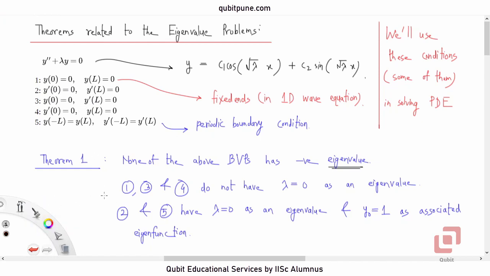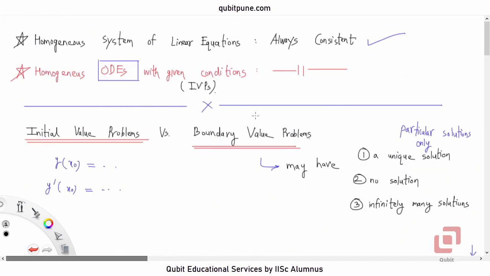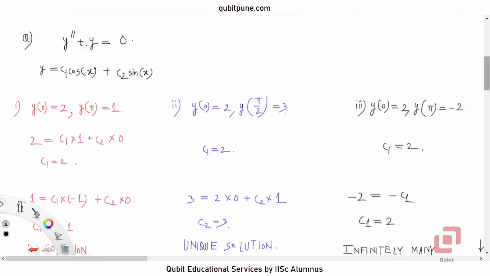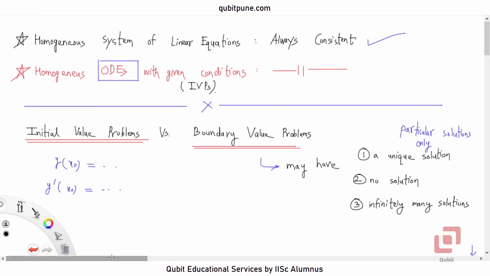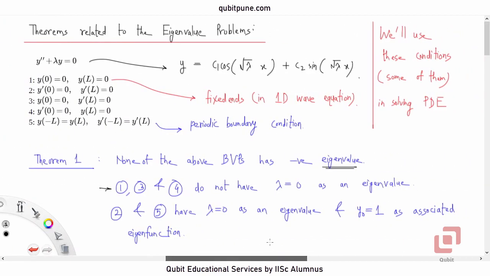You can verify this for yourself by following the procedure which we did for y double prime plus y equal to 0. This is the standard solution. The only difference will be that you will take c1 cos root lambda x plus c2 sin root lambda x. Okay, all right. So theorem 1 tells me that boundary conditions 1, 3 and 4 do not have lambda equal to 0 as an eigenvalue. You can check this for yourself.